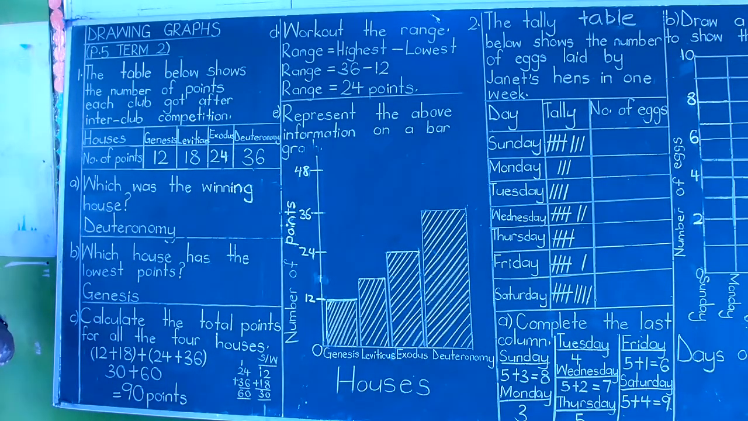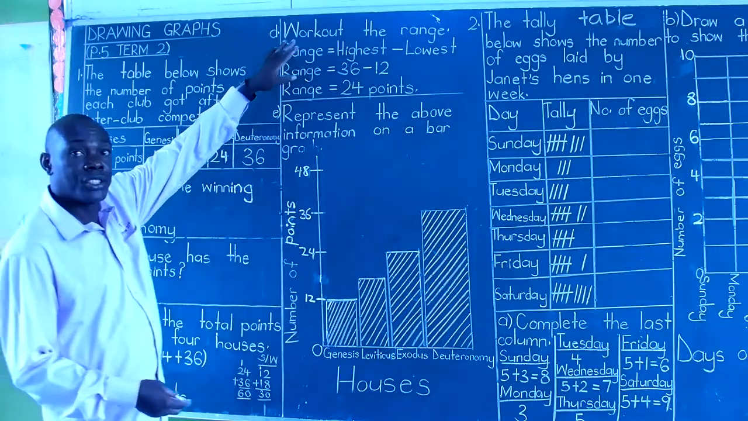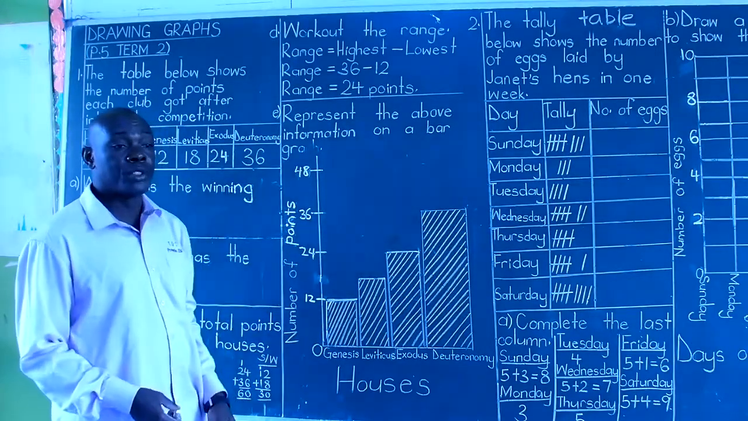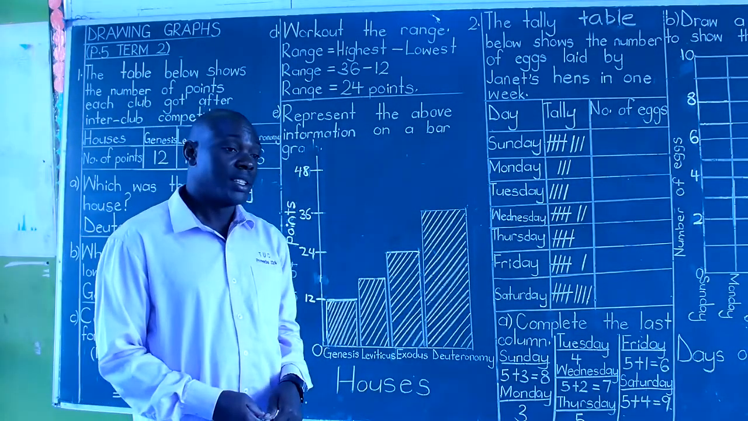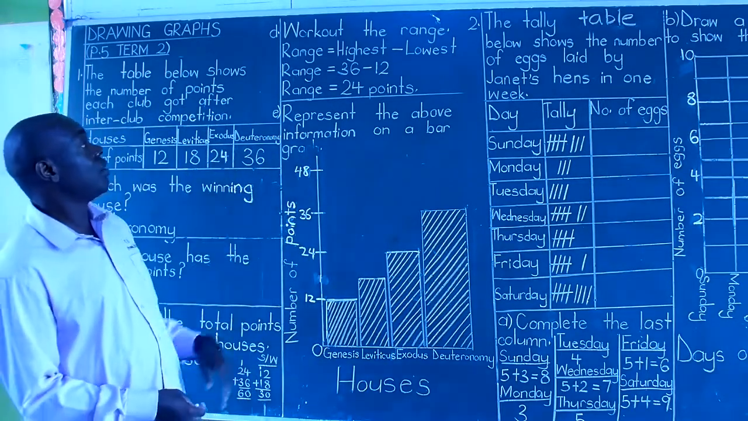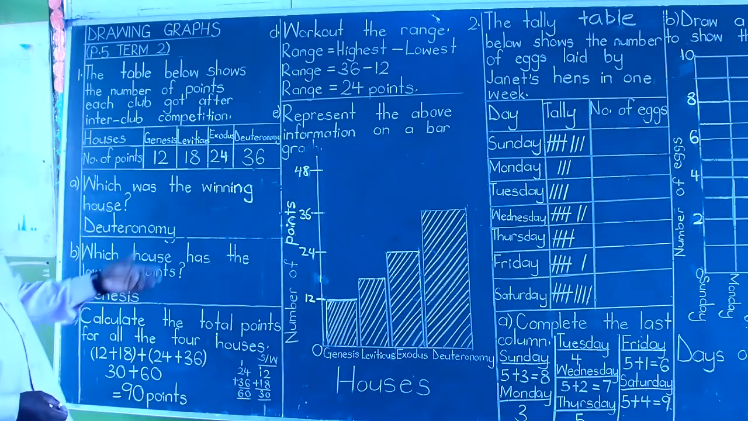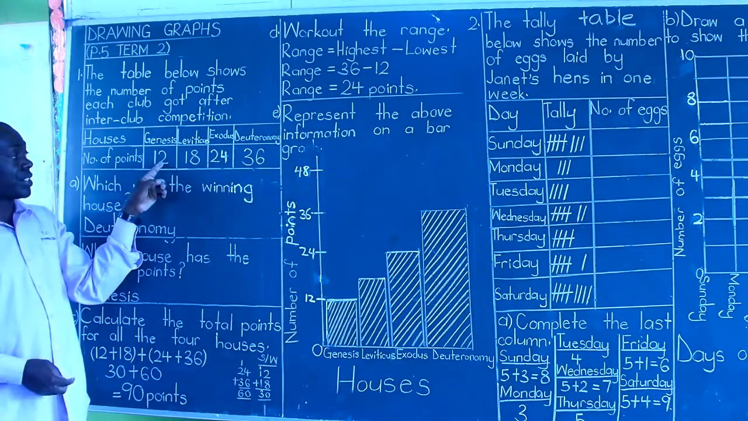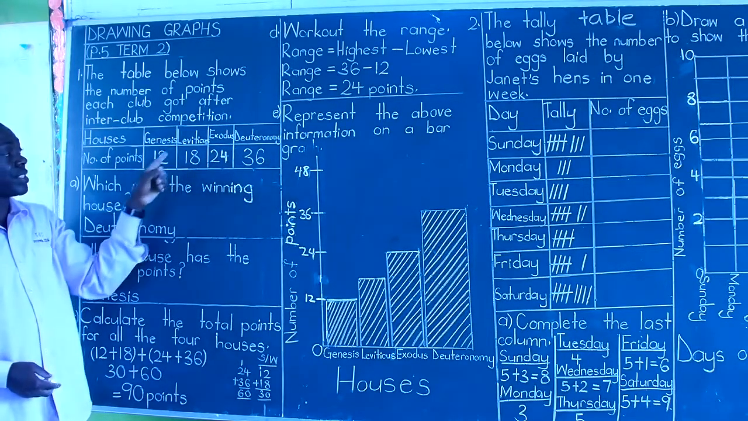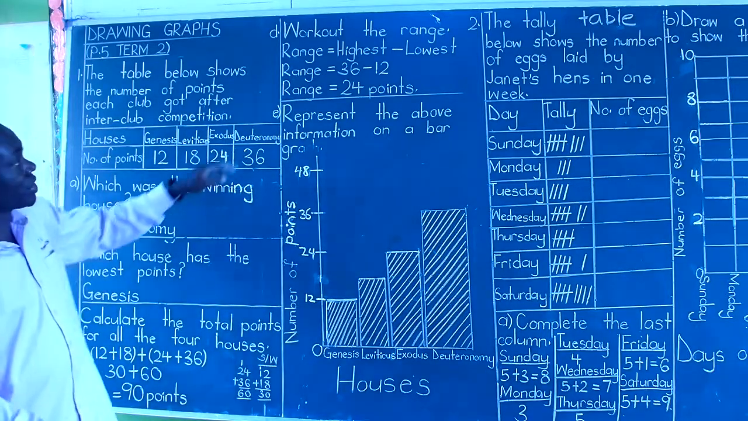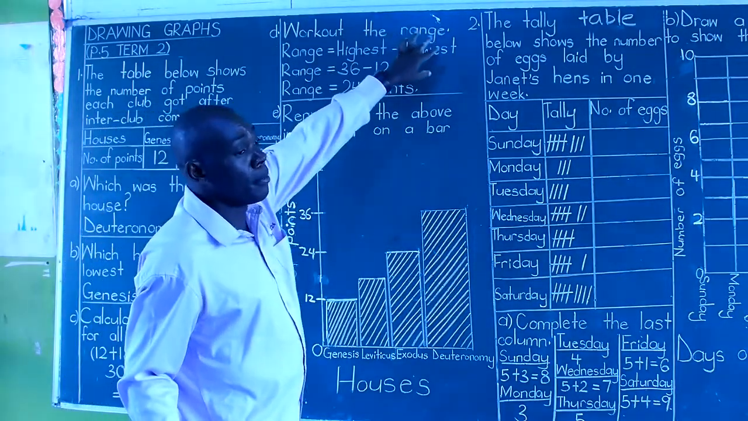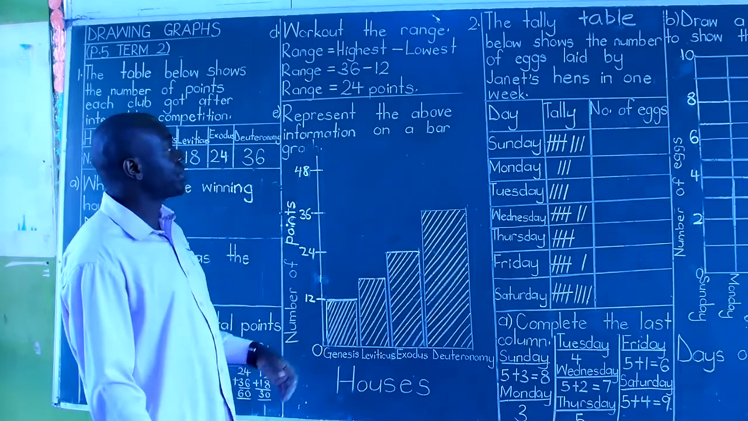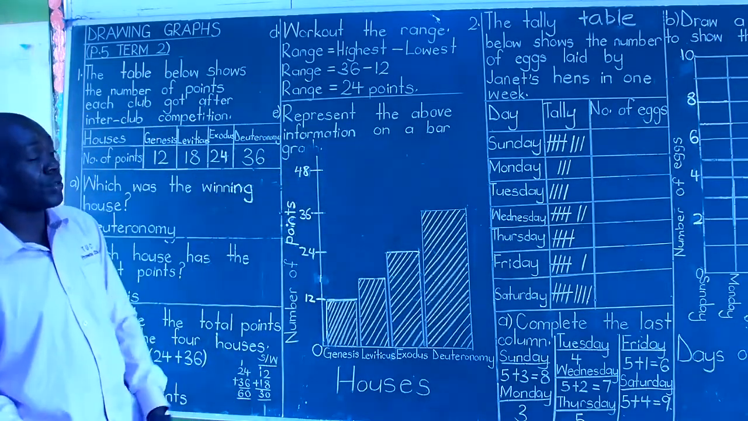And we then go to part D. Part D reads, work out the range. You know, range is the difference between the highest and the lowest. Here, the highest points scored and the lowest points scored. So you go to our table and look out for the highest points, they are 36, and the lowest. You are going to use 36 and 12 in finding the range. So range is equal to highest score minus lowest score. So range equals 36 points minus 12 points. Subtract properly and you get range as 24 points.